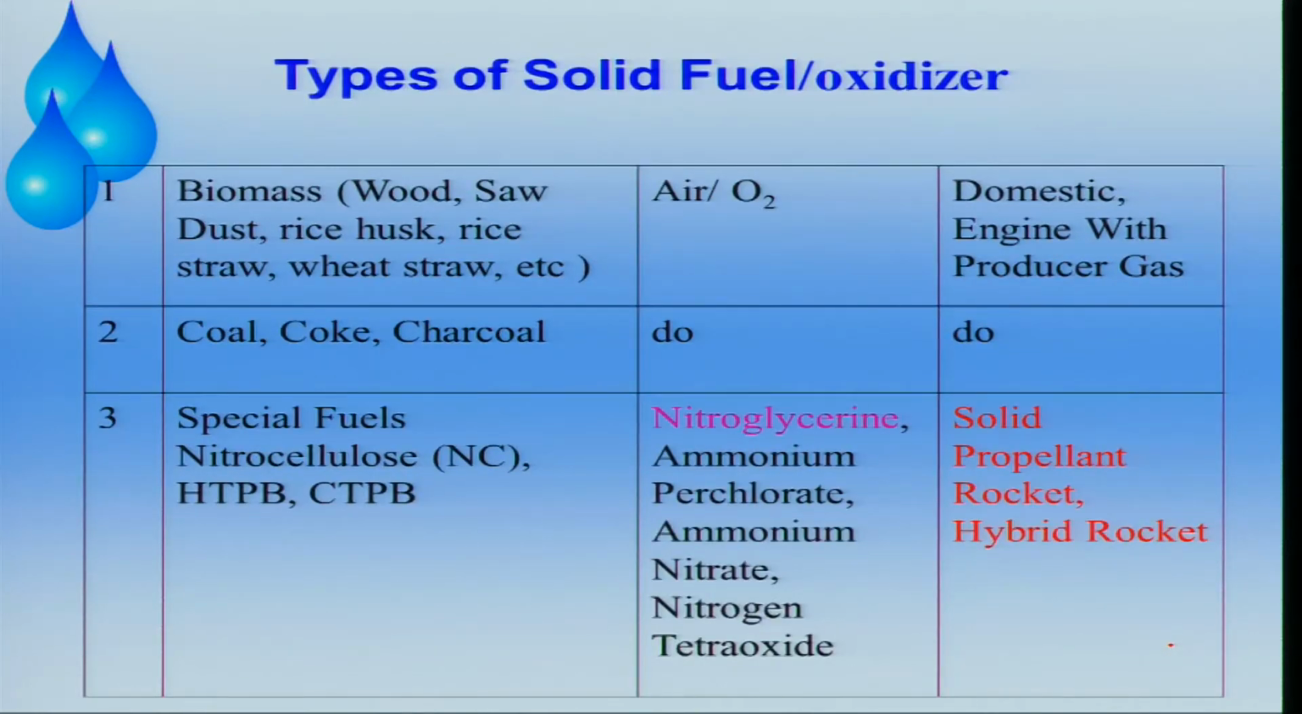And there are types of solid fuel and oxidizer. There are several kinds, biomass like wood and sawdust, a lot of things are there. You can use air oxidation for domestic purposes, even the engine can be run, coal, coke, charcoal, several kinds of things. But the special fuels, particularly for rocket engines, are nitrocellulose, HTPB, CTPB, which we will be discussing a little later on. And there are several other oxidizers like nitroglycerin, which are solid in nature, keep in mind, ammonium perchlorate, ammonium nitrate, nitrogen tetroxide, which are used in solid propellant rocket engines and hybrid rocket engines.